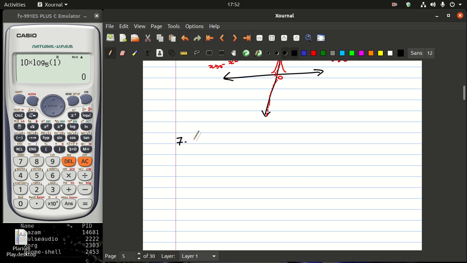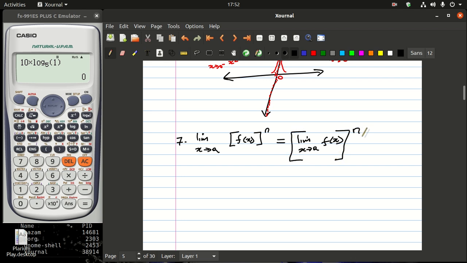Rule number 7 is saying something very interesting. If I have the limit as x approaches a of some function f of x raised to some exponent n, or some power n, I can first take the limit and then give it the power. So I first take the limit as x approaches a of f of x, and at a later stage I take the power, as long as n is a positive integer. That's what is important about this n.